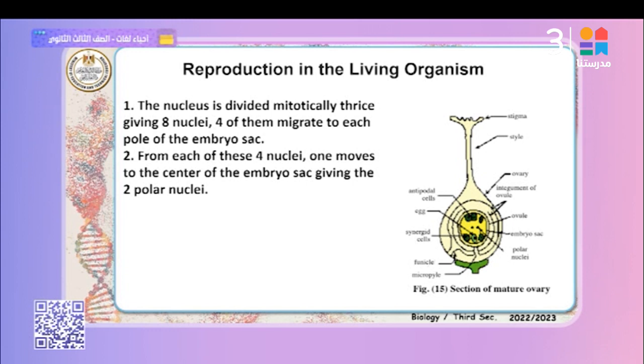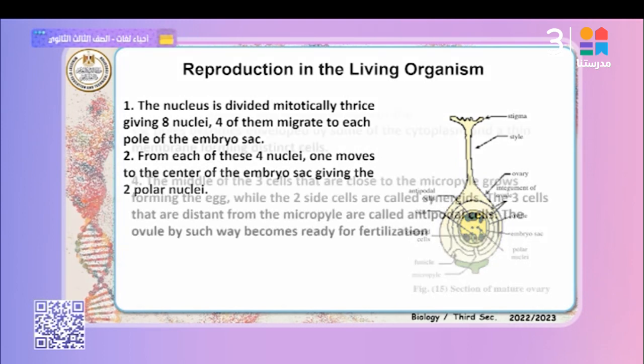Focus on this figure, please. Section of the mature ovary. The mature ovary consists of the stigma, style, ovary, integument, and ovules. In the ovule, you can calculate the chromosome set number N in the embryonic sac, down to the egg cell, polar nuclei, antipodals, and synergid cells. The egg cell is found near the synergid cells, the micropyle, and the funicle, through which the nutrients pass. The funicle has the same function, an important role in providing nutrients.